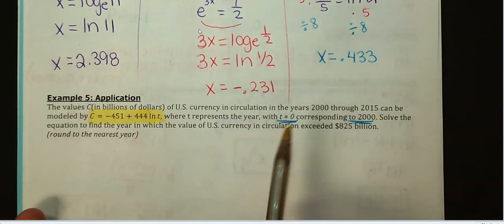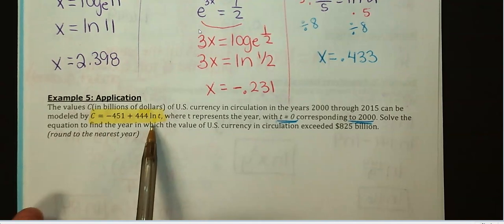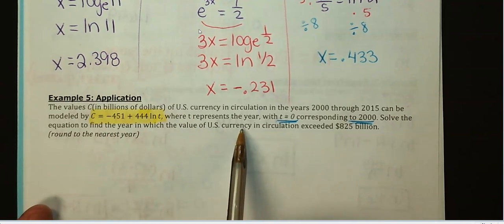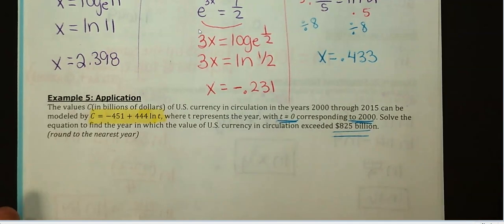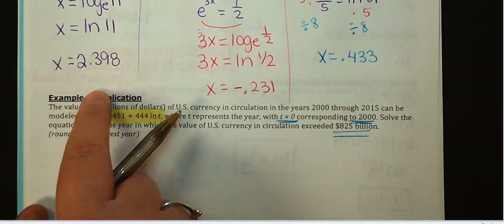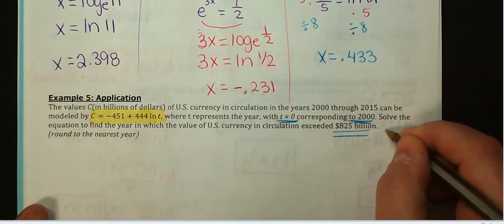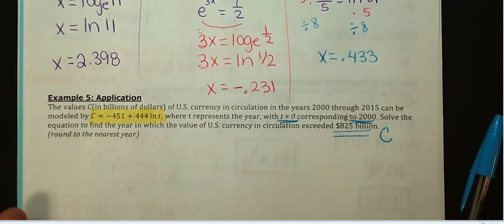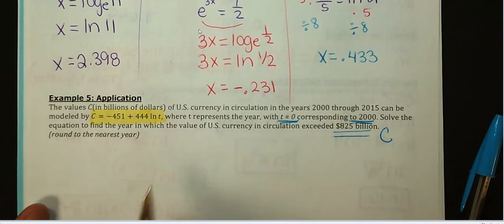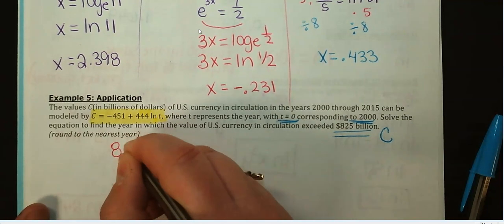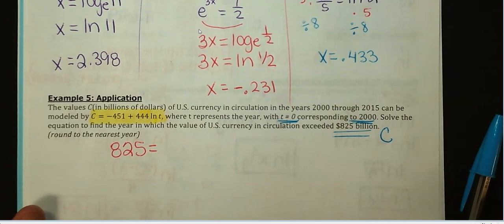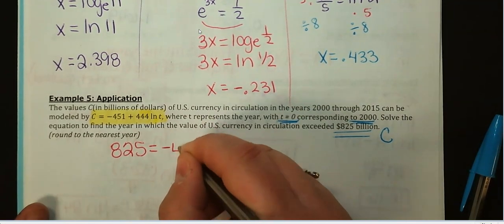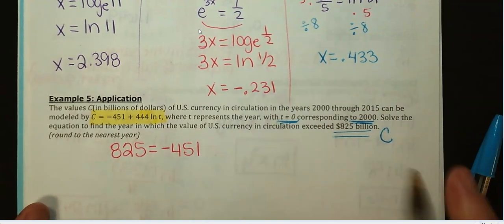Okay, now it says solve the equation to find the year in which the value of the U.S. currency in circulation would exceed 825 billion. So C is in billions of dollars. This is what we want to put in for C. You don't have to put all the zeros because it says it's in billions of dollars. You're just literally going to put in 825. That's how much money we want to know when that amount is in circulation. Now, the other side of the equation is just going to stay consistent.